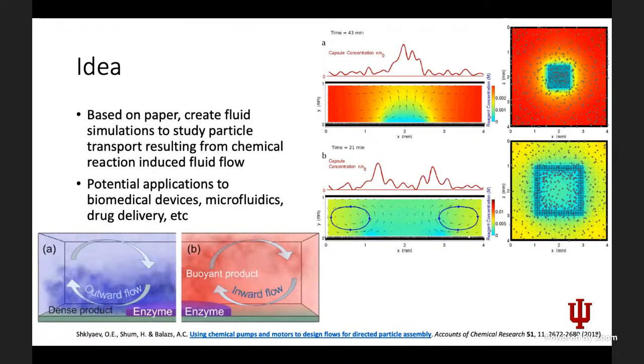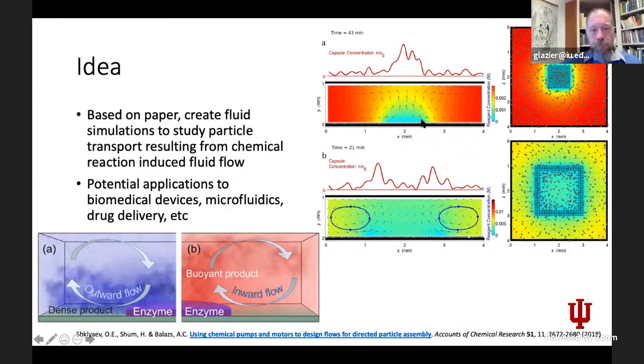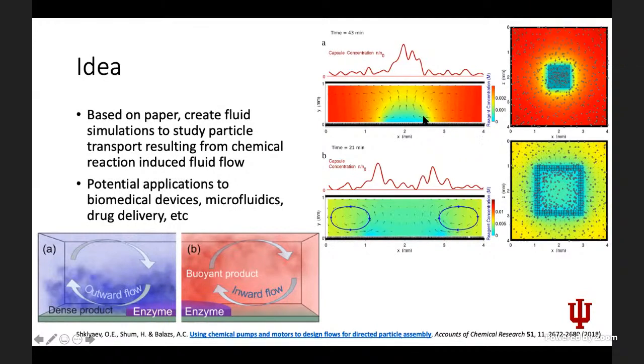So the basic idea is that you can make this fluid flow from a chemical reaction occurring here in the center. And it creates these kind of convection cells because the products are less dense than the reactants are. And the papers I've read say that there are applications to biomedical devices and drug delivery. So maybe in the end, depending on how it goes, I'll be able to tie it back to biology in some way. But right now we're focusing on the fluid flow.